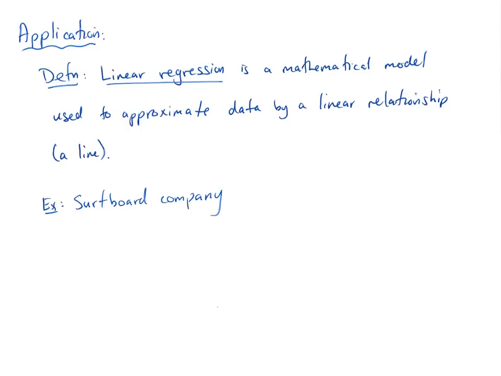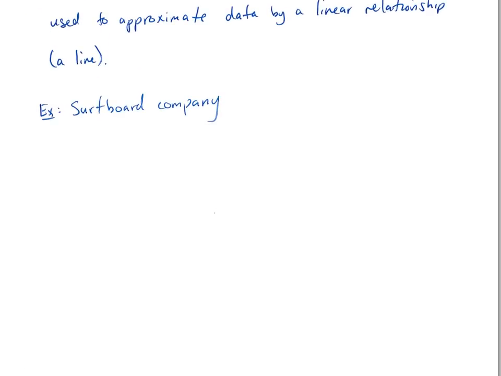One of the applications of lines is in linear regression. Linear regression is the process of taking data and describing the data by a single line. This will work perfectly for a surfboard company because we have 2 points of data. So recall that we were looking at a company who had 2 variables.